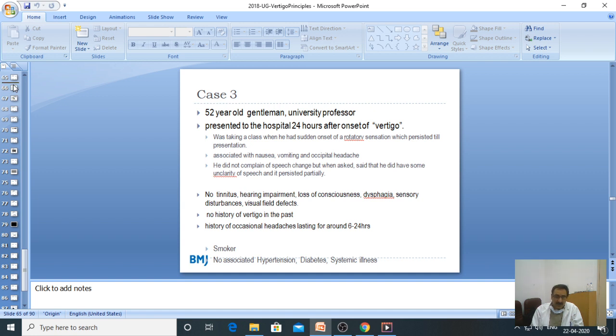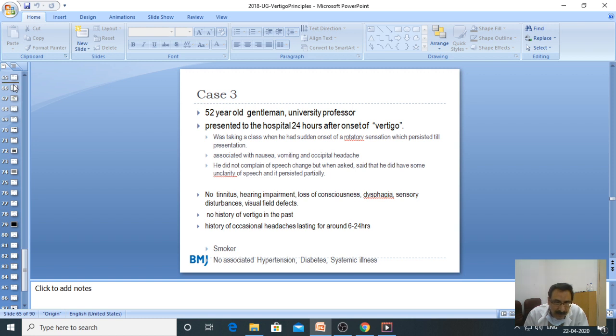So when you ask for dysarthria, dysphagia, specifically you ask for these things, a very mild issue, maybe a little bit of fumbling when you are speaking, but nothing major. No tinnitus or hearing impairment. No history of vertigo in the past. Smoker.